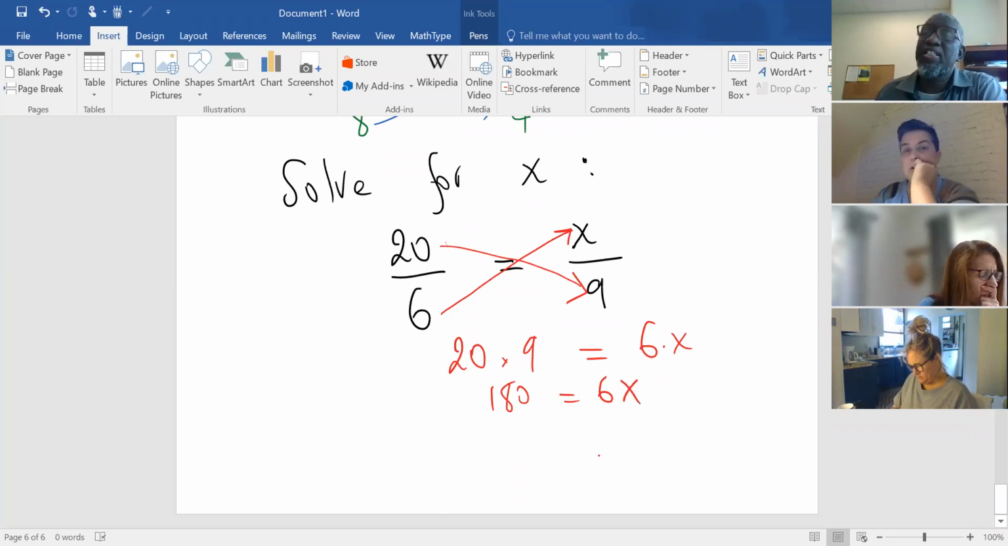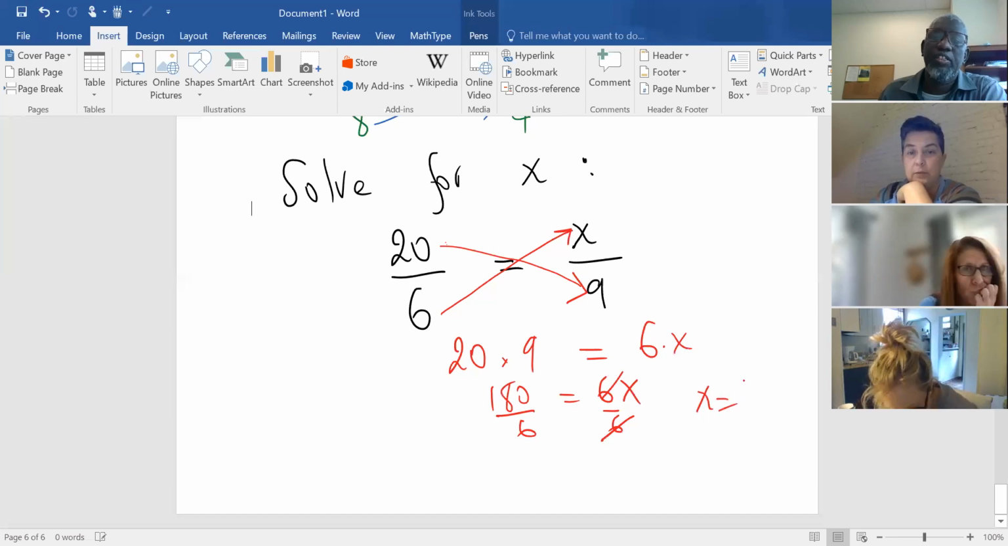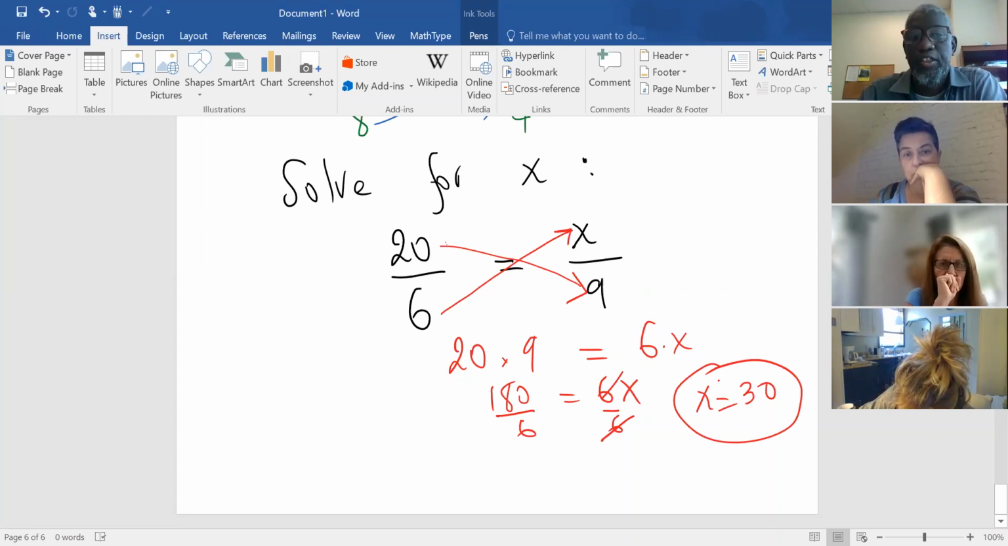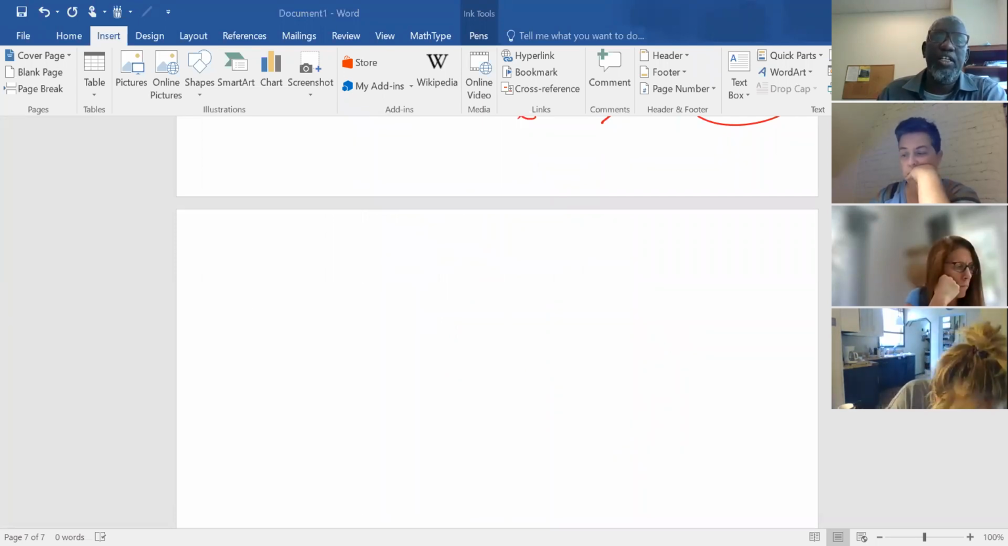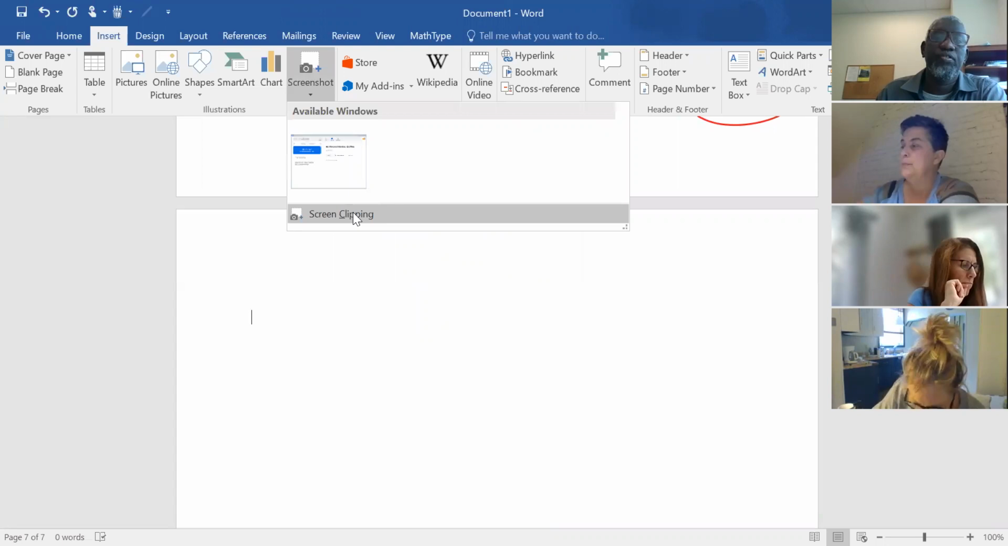Now what do you do to get x by itself? Divide by 6, so we get x equal to 30. 180 over 6 is 30, right? Okay, so that is what you call proportions. Now this is almost time, so just the next proportion, and we're going to stop right here for today.